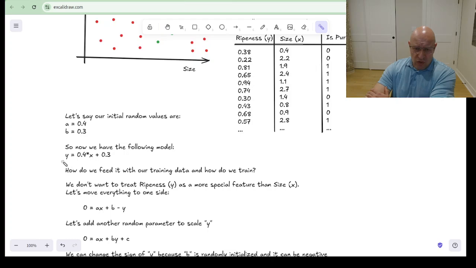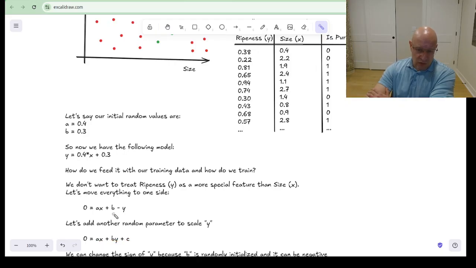We will move y to the right side of the equation. So we're saying ax plus b minus y. And now we see that there is a parameter a in front of x, but there is nothing in front of y. I don't like that either. Why does x have a parameter and y does not have a parameter? Let's add a parameter to y as well. So now we have three parameters. We have ax, by, and the free parameter c.